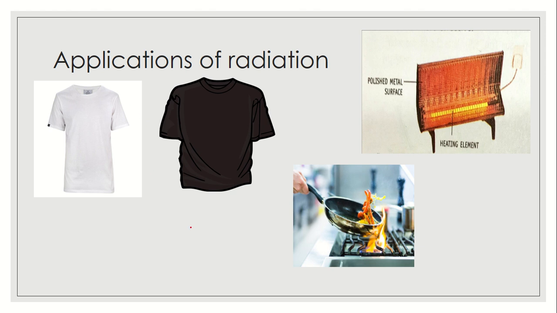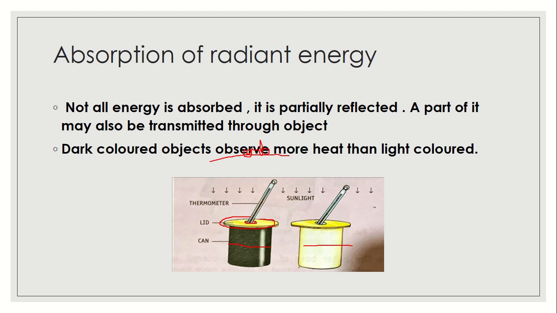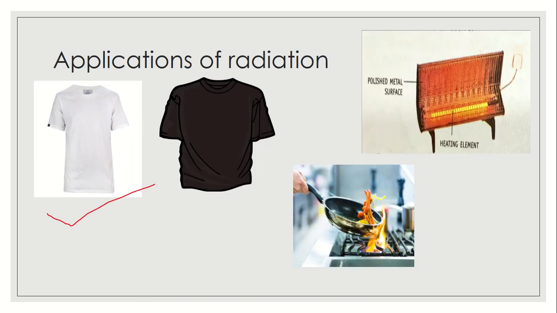Now I have a question for you guys. Which of these two will you prefer to wear in summers? This light colored one or dark colored one? The correct answer would be this one. Why? The same reason I have told you here. Light colored objects absorb less heat as compared to dark colored objects. So you will feel a little cooler in light colored clothes like this one, but not in this. This absorbs more heat and will make you feel hot.